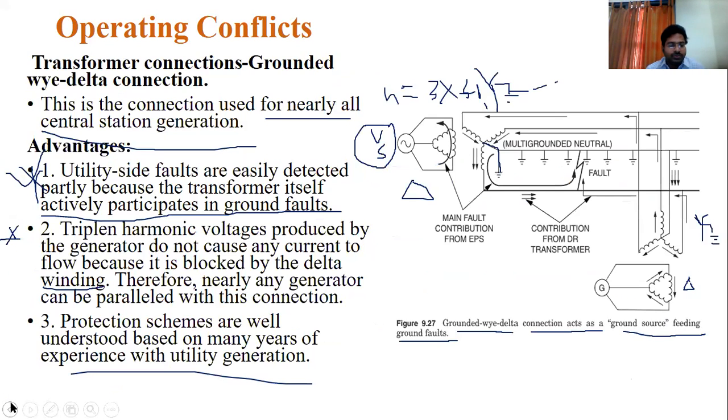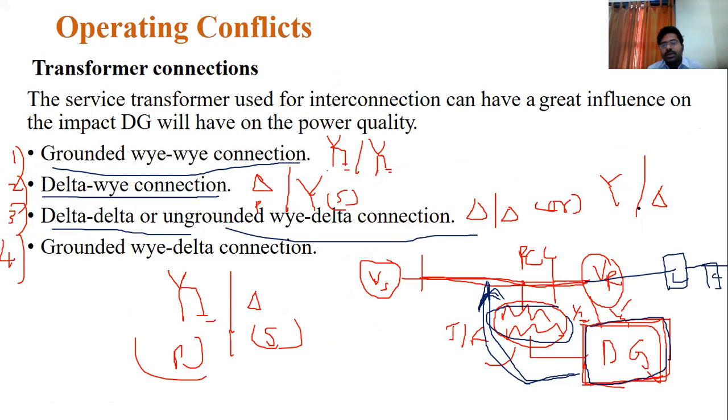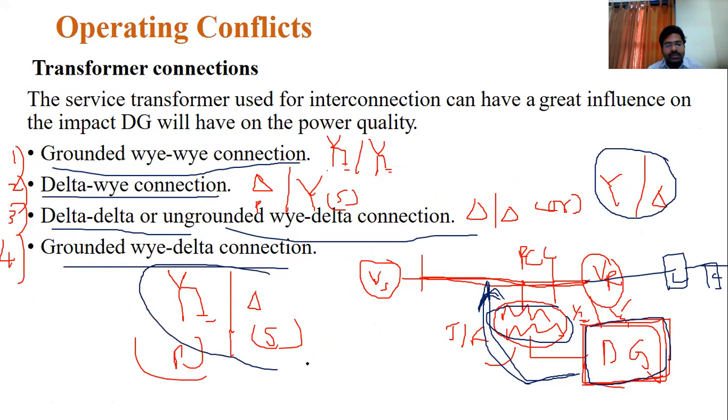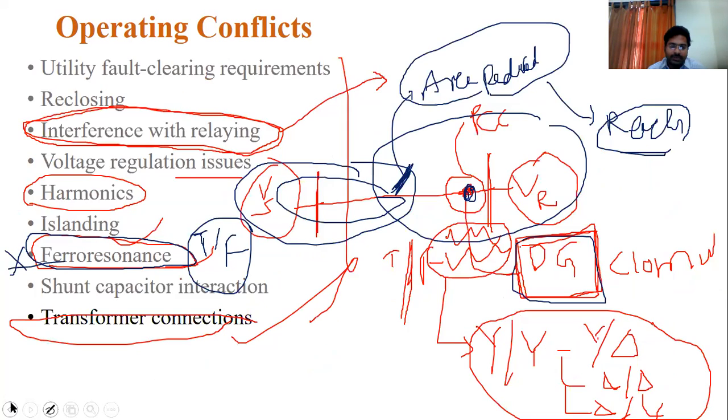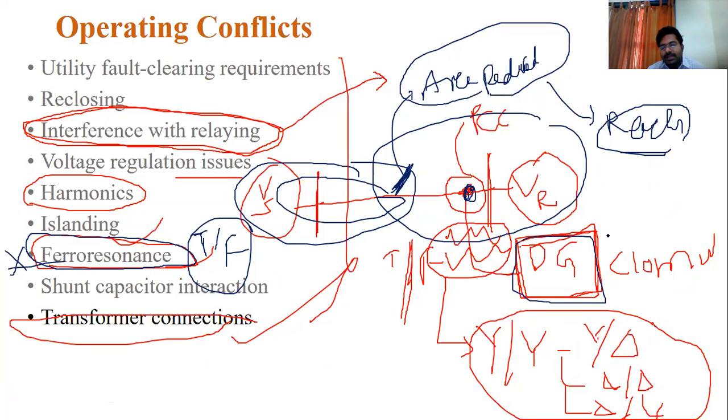Okay, we discussed four different types of connections here. What are they? A grounded Y to Y connection, delta to Y connection, delta to delta or ungrounded star to delta connection, as well as grounded Y to delta connection. These are the four different types of transformer connections. We are going to add this DC to the feeder. So these are the different types of transformer.